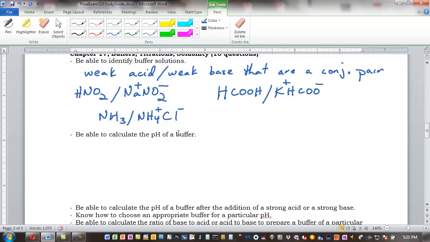Be able to calculate the pH of a buffer. How do we do that? What's that? Okay, so the Henderson-Hasselbalch equation. You can set up a weak acid ICE table or a weak base ICE table. So if you want to do that, this is probably the easier way to solve for the pH of the buffer.